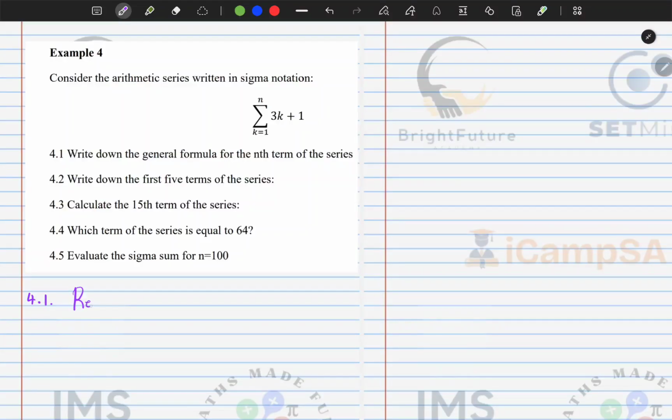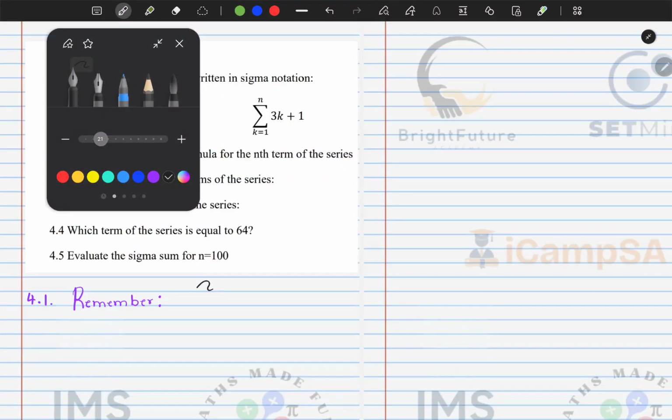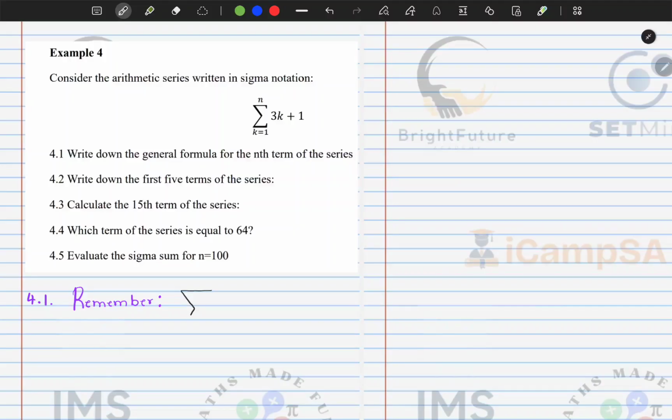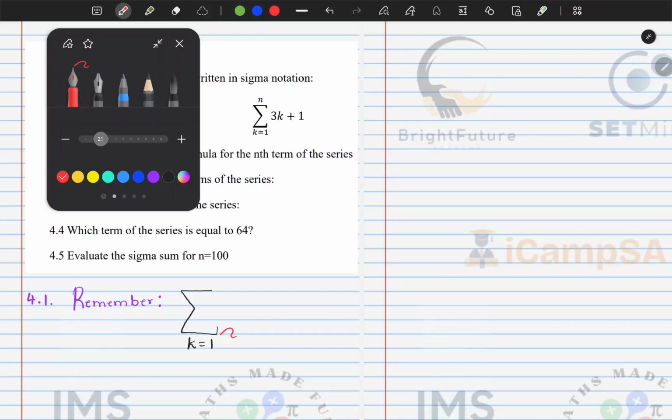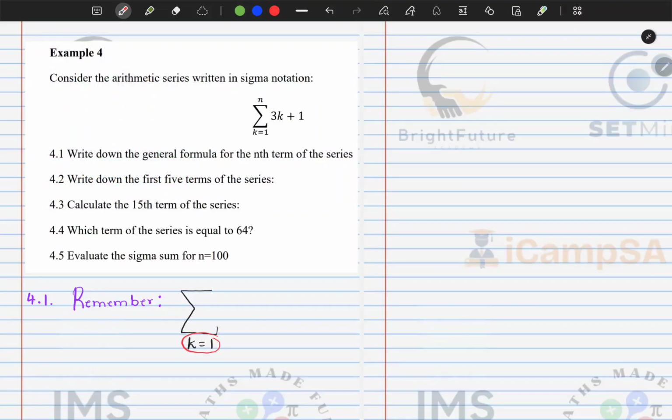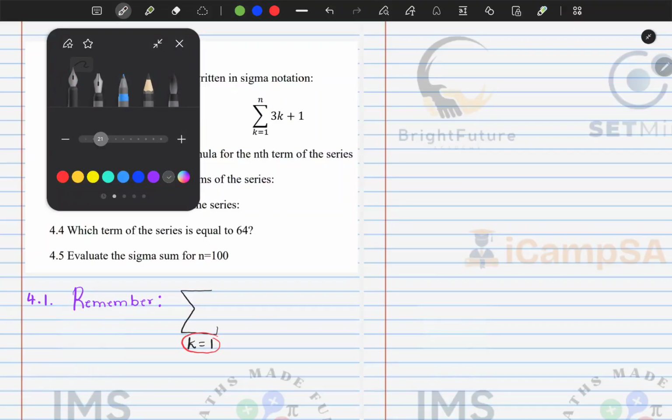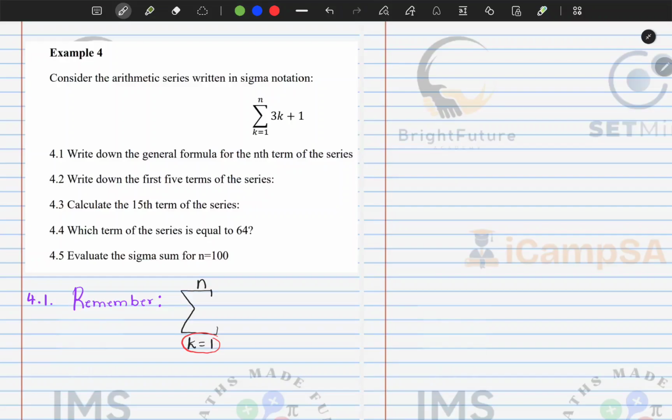There's a couple of things that I need you to remember. The first is that whenever we are given a sigma notation and k starts from 1, it is very important that this is the case. If k starts from 1 and we end at n, whatever sits here becomes our general term.